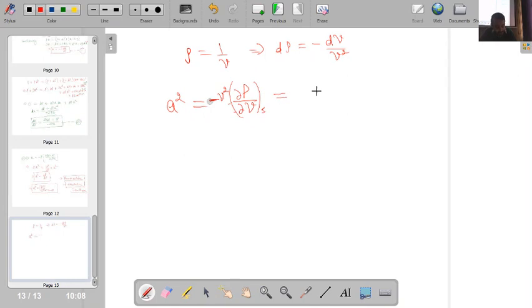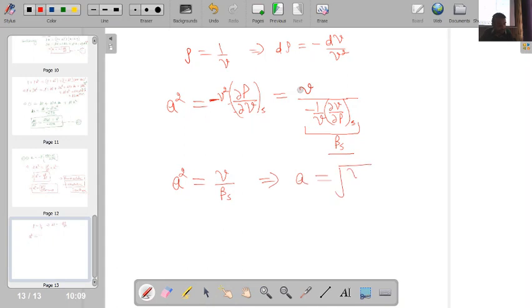Okay, so this will become, I can write one specific volume in the numerator, divided by 1 by V in the denominator, minus 1 by V, and this I will make del V by del P at constant entropy. What is this whole term? This is isentropic compressibility. If this is isentropic compressibility, I can say that A equals the square root of specific volume divided by the compressibility.